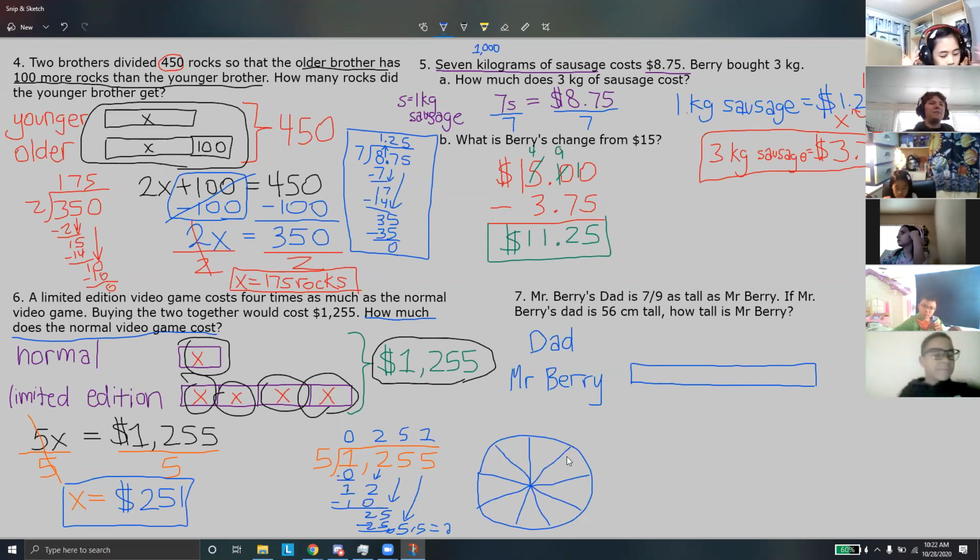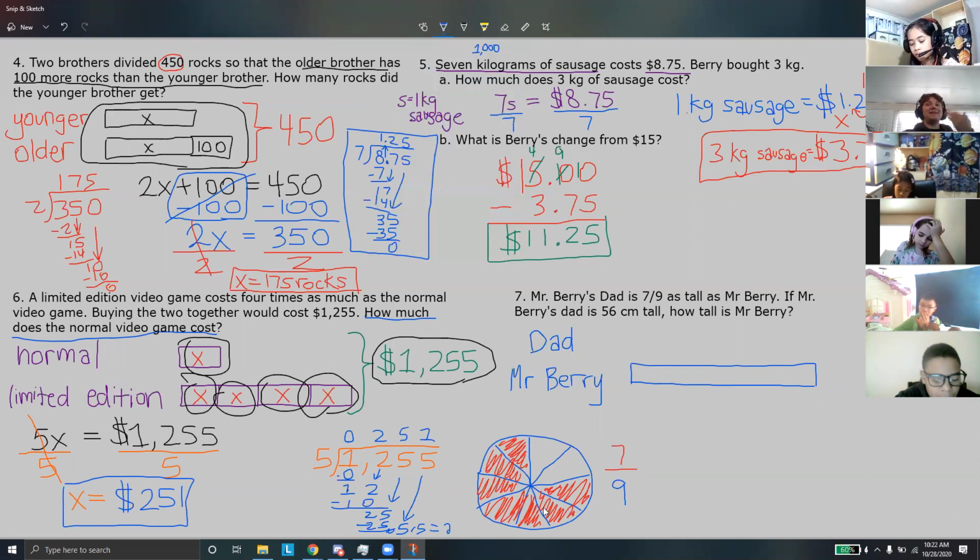There we go. So if Mr. Barry is this tall, then I'm going to draw with my red how tall Mr. Barry's dad would be. And that would be 7 out of 9 tall. 1, 2, 3, 4, 5, 6, 7. See how 7 out of 9 are filled in. This is 7 out of 9. So that means my dad is shorter.